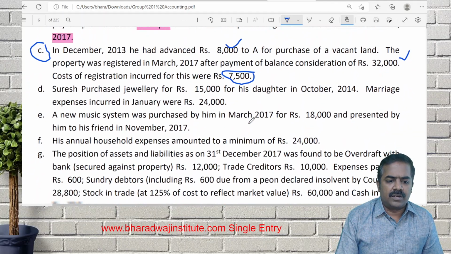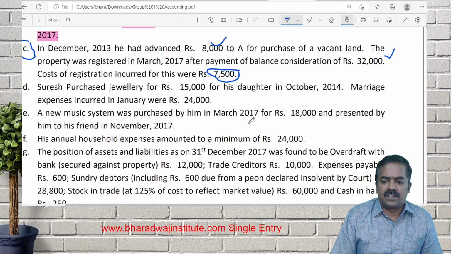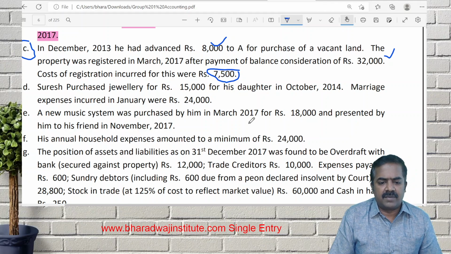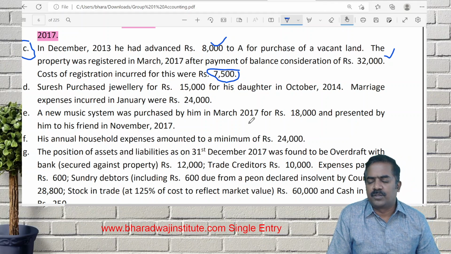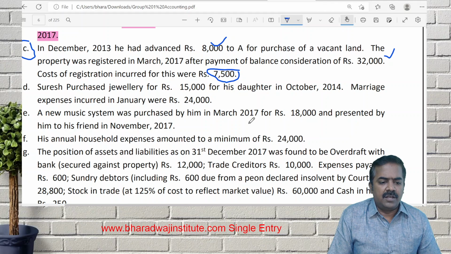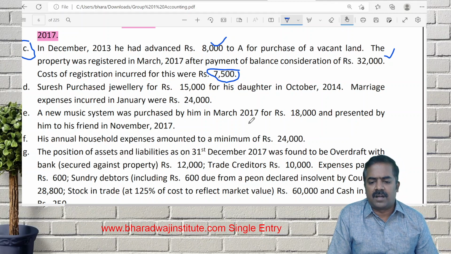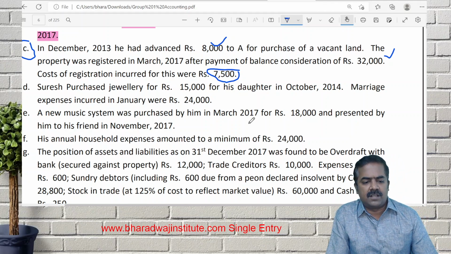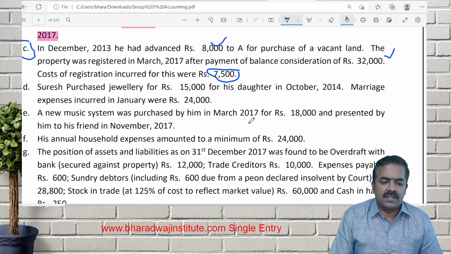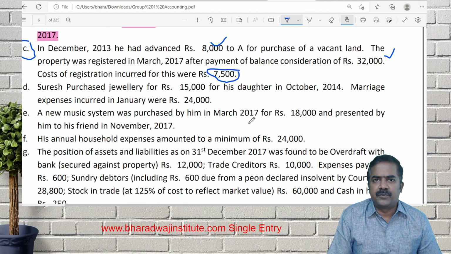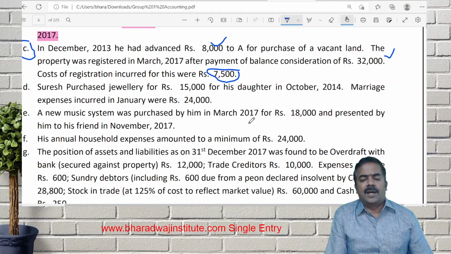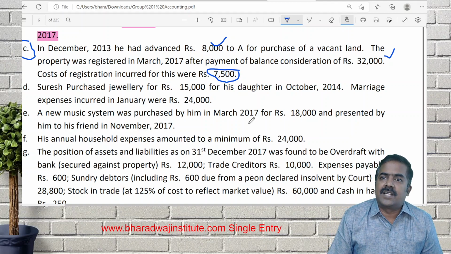Then Suresh purchased jewelry worth 15,000 for his daughter in October 2015. Marriage expenses, how much? 24,000. Then a new music system was purchased by him in March 2017 for 18,000 and presented in November 2017. His annual household expenses amounted to a minimum of how much? 24,000. All these things, in the absence of information, we assume are taken from business.